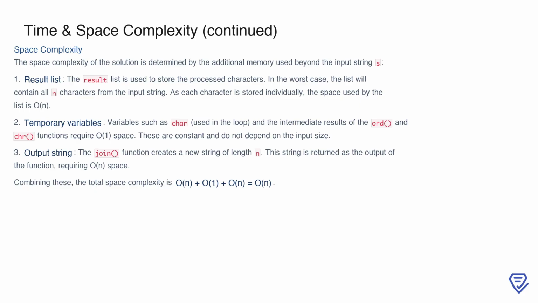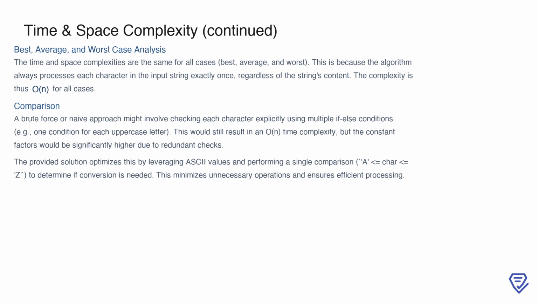Finally, the join function creates a new string of length n to store the output, which also requires O(n) space. When we combine these components, the result list, temporary variables, and the output string, the total space complexity is O(n) plus O(1) plus O(n), which simplifies to O(n). The time and space complexities remain consistent across the best, average, and worst cases. This is because the algorithm always processes the input string character by character, regardless of its content.